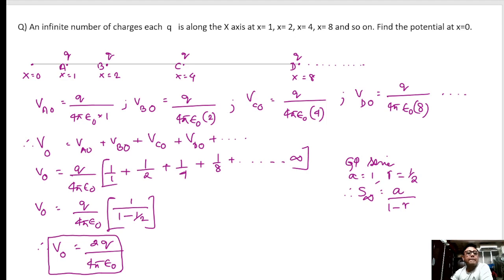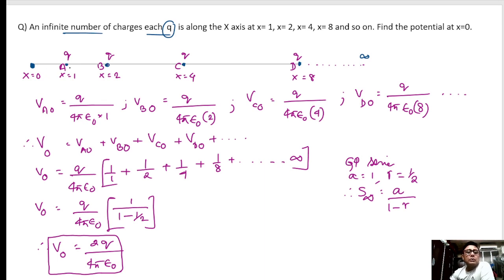Next, infinite number of charges, each Q. So see, this is x equal to 0. At x equal to 1, I have kept a charge Q. At x equal to 2, a charge Q. At x equal to 4, a charge Q. At x equal to 8, a charge Q. So this continues. They are asking what is the potential due to all the charges at x equal to 0.